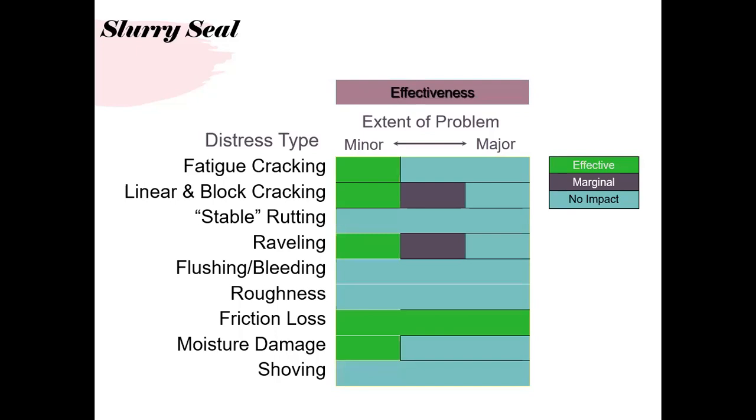This you can see from this diagram, that there is no impact of this slurry seal on either rutting, bleeding, and roughness while showing, and a marginal effect on block cracking and raveling. But it can be effective for fatigue, linear cracking, and frictional loss. It's very effective, as well as for moisture damage.